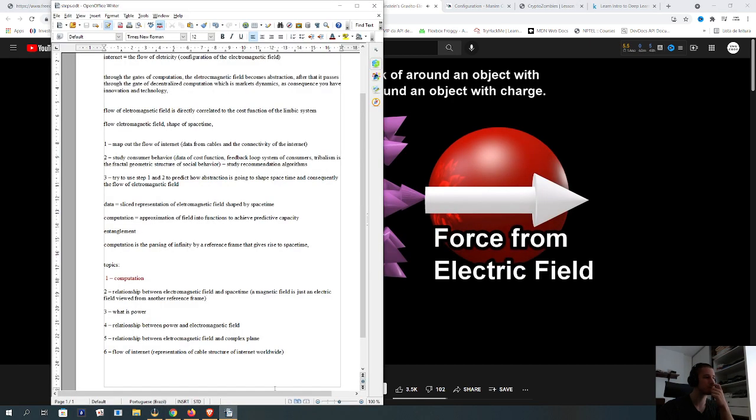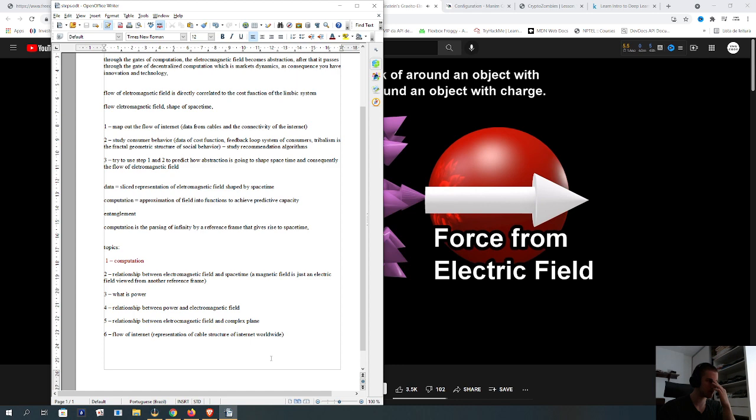The gravitational field that we normally think of around an object with mass is analogous to the electric field around an object with charge.